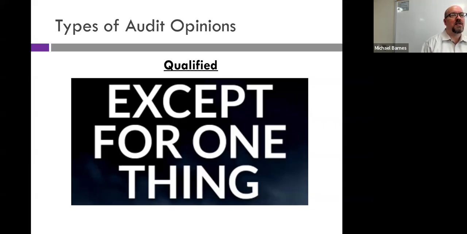The second possibility is something called a scope limitation. We're going to hear that term used a lot throughout this course. What is a scope limitation? Scope represents the work that the auditor performs. When I say what is the scope of my work, you're going to be able to say, well, you tested all these parts of the financial statements and you gathered evidence to support that. That is the scope of my work.